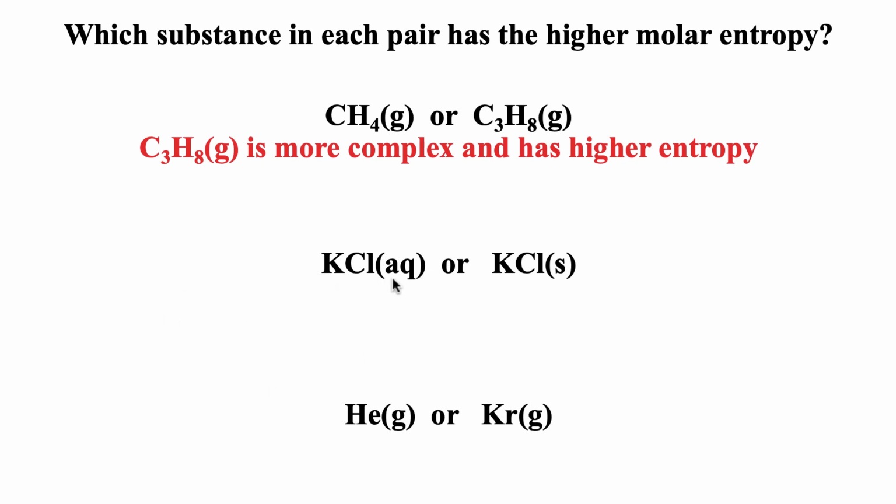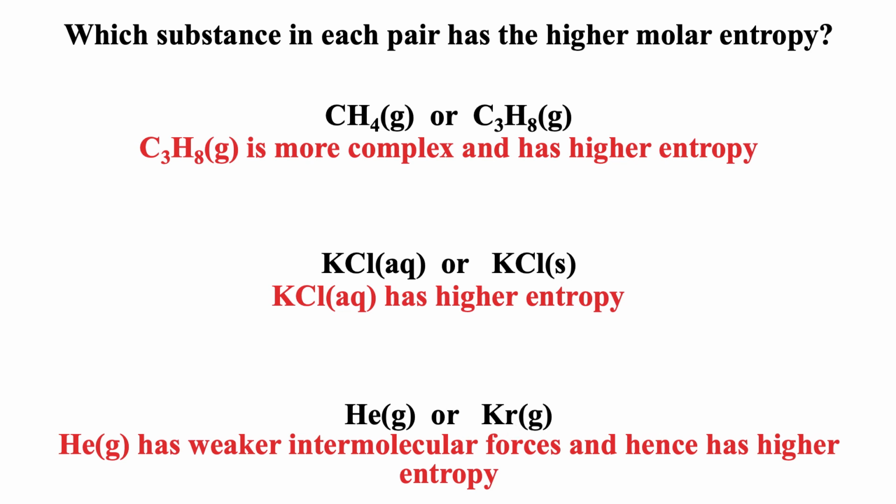Here we have potassium chloride aqueous versus potassium chloride solid. Aqueous means dissolved in water, and we saw that when you dissolve an ionic solid in water, its entropy increases, so potassium chloride aqueous should have a higher entropy. Now here we have helium gas versus krypton gas, again the same phase, and typically for gases intermolecular forces are negligible, but you should remember that with noble gases the only intermolecular force present is London dispersion, and the more massive, the stronger the interaction. Krypton is more massive, so it's going to have a lower entropy than helium. Helium will have a higher entropy. Remember, weaker intermolecular forces lead to higher entropy.